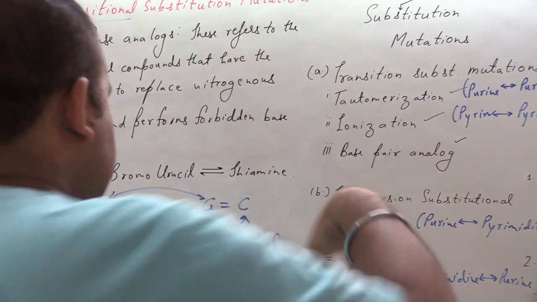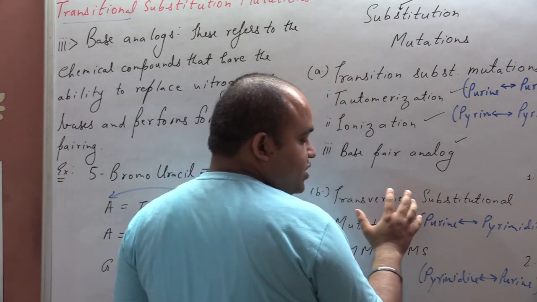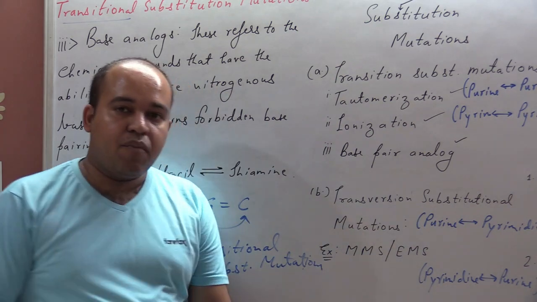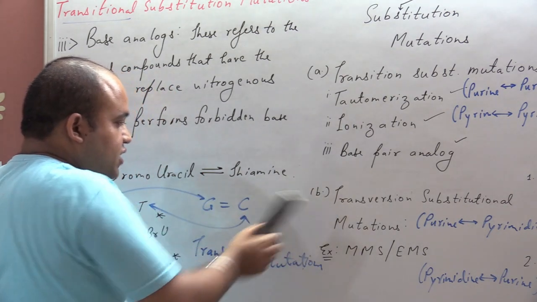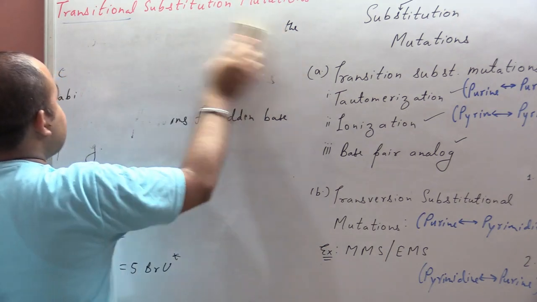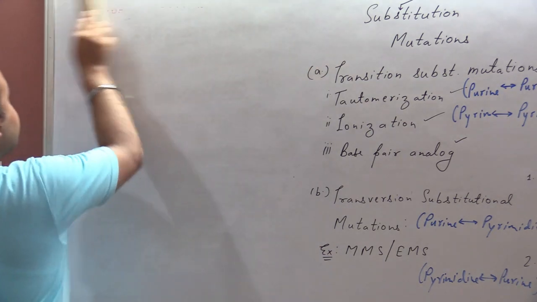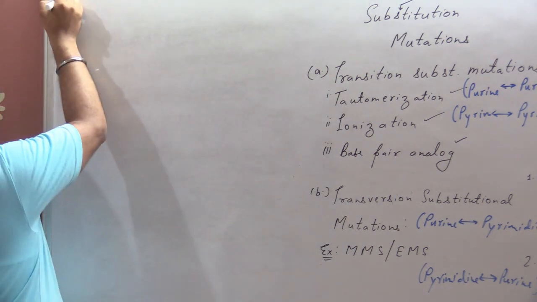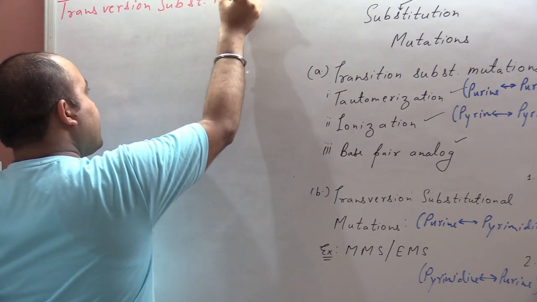Now, in our next topic, we are going to talk about the transversional substitutional mutation. In the case of transversional substitution mutation, the purine is replaced with pyrimidine, and the pyrimidine is replaced with purine. Now how we perform the transversional substitutional mutation, that we have to visualize. So the transitional substitution mutation is over. The next one is the transversion substitutional mutation.